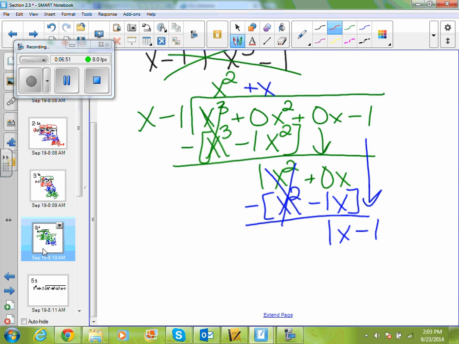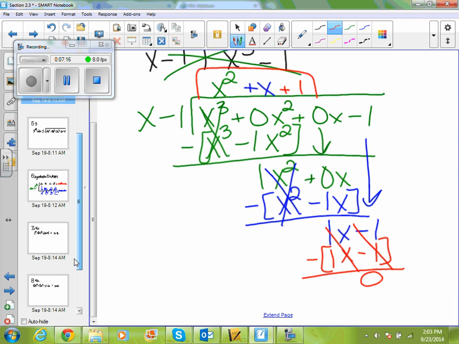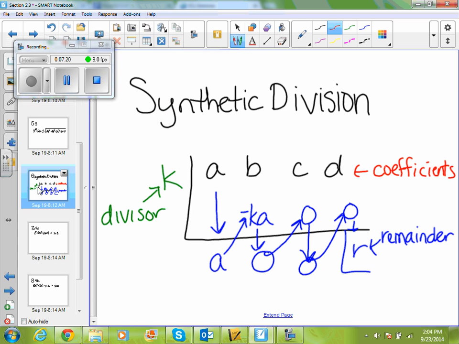X will go into 1x 1 time. X times 1 is 1x. Negative 1 times 1 is negative 1. And if I subtract, each term cancels and I end up with a remainder of 0. So I know that when I divide, I end up with x squared plus x plus 1. Okay, so that's what you end up with in polynomial division.